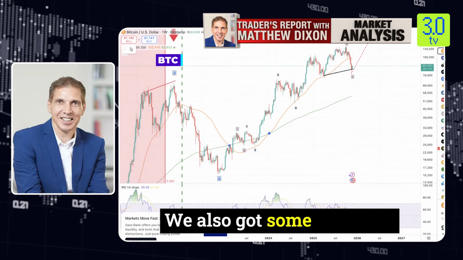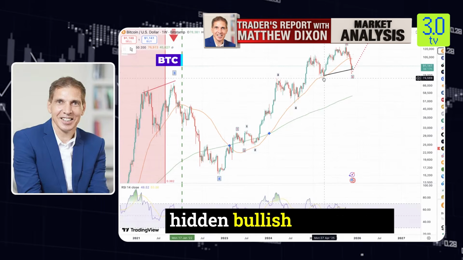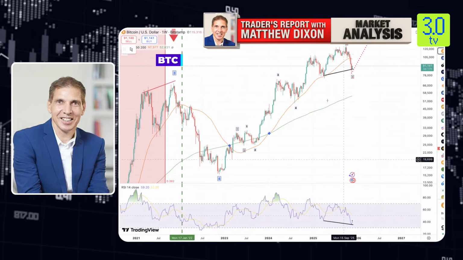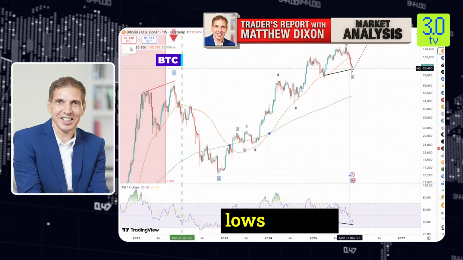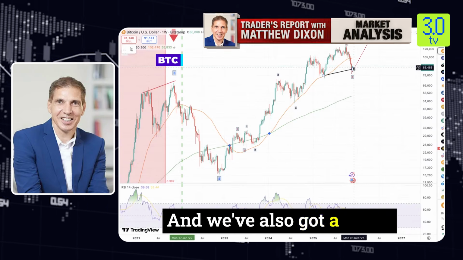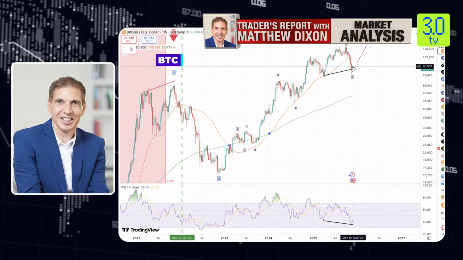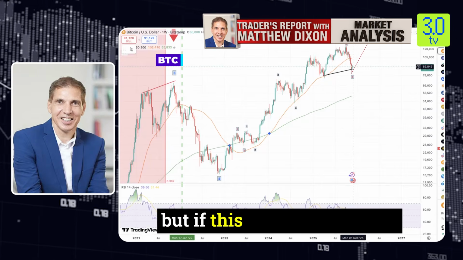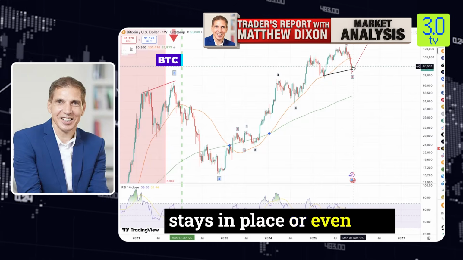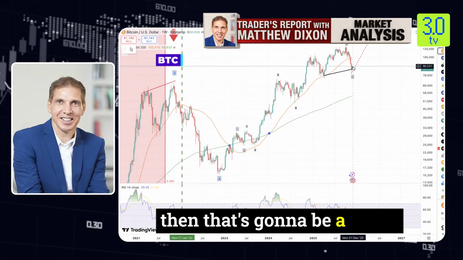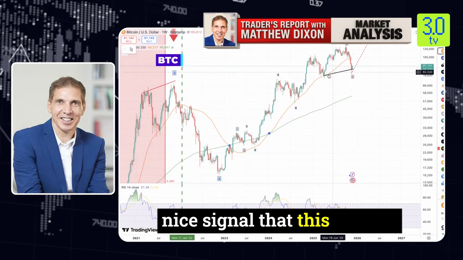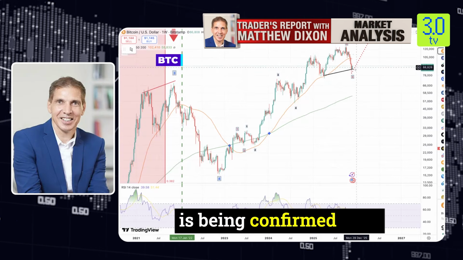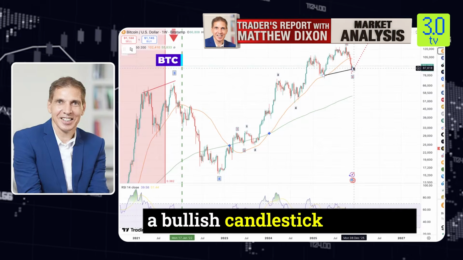We also got some very nice hidden bullish divergence here. This is where we have basically lower lows in RSI and corresponding higher lows in price. And we've also got a really nice green candlestick. Obviously, we've got a little bit to wait till the end of the month, only a few days now. If this green candlestick stays in place or even gets bigger, then that's going to be a really nice signal that this bullish divergence is being confirmed with a bullish candlestick formation.